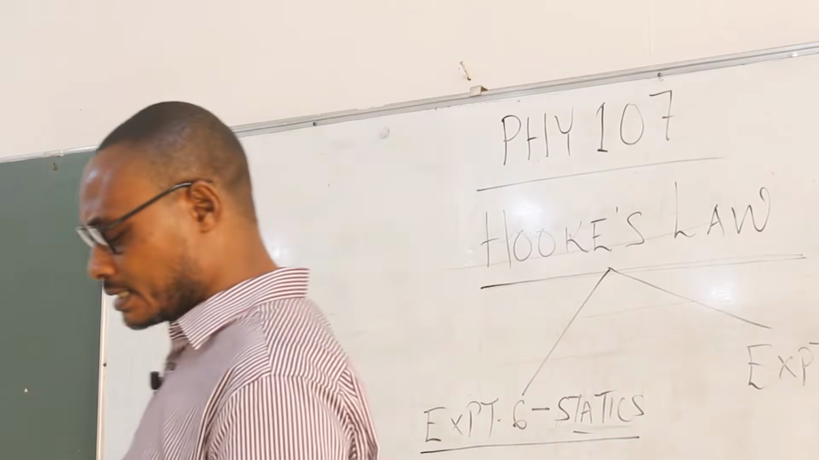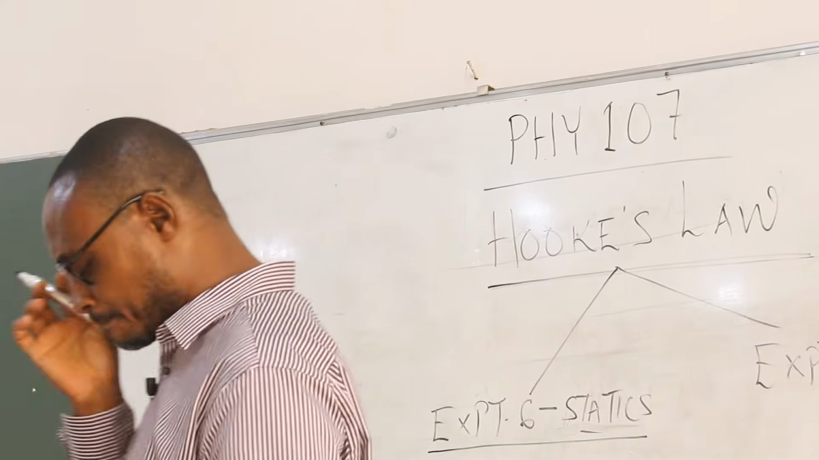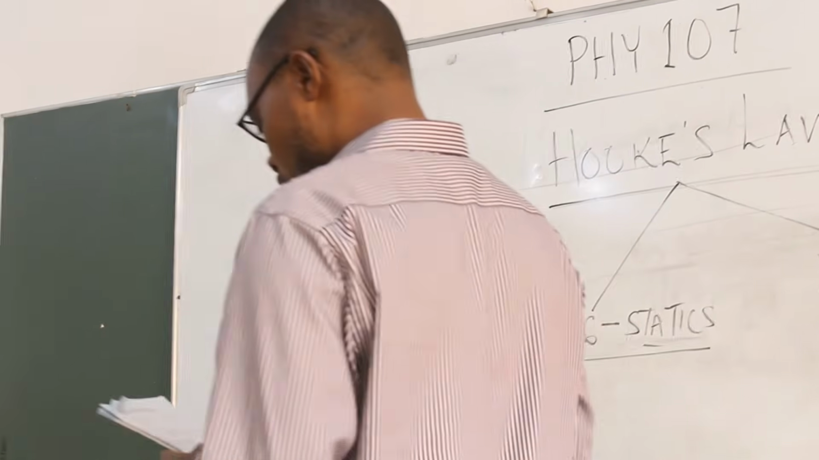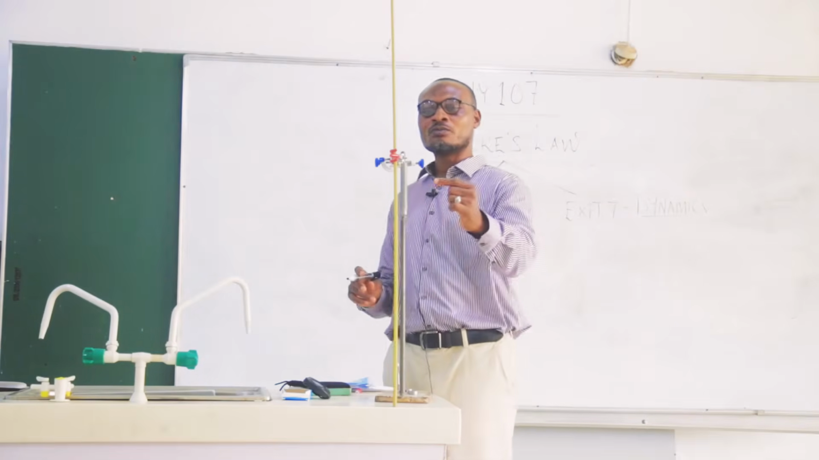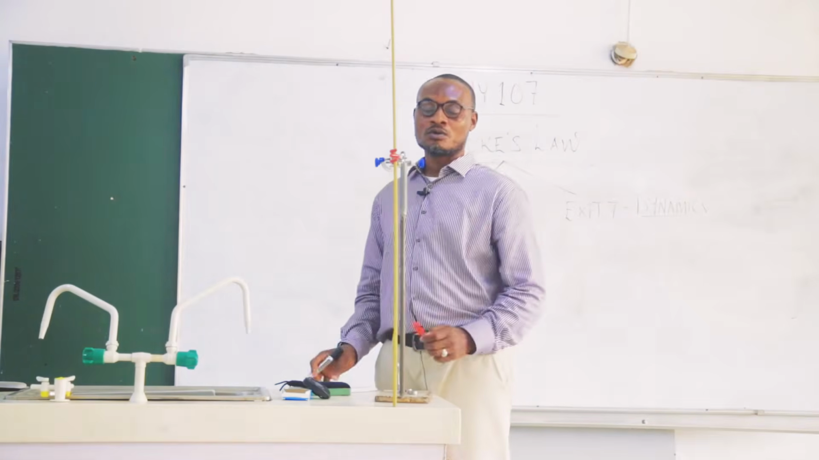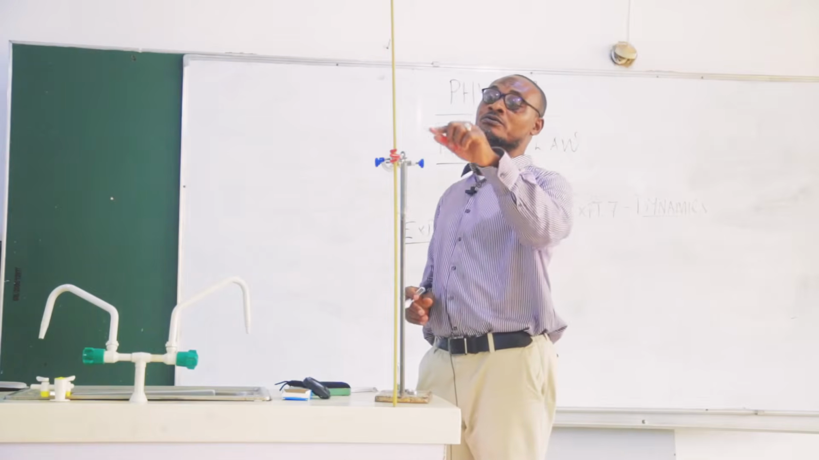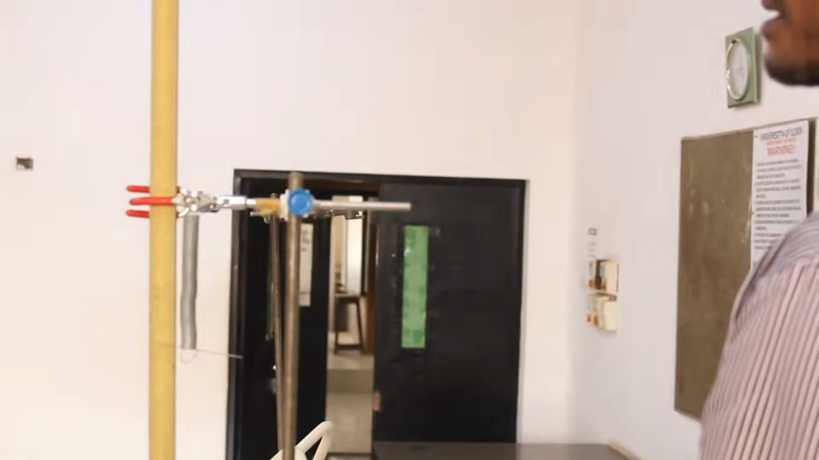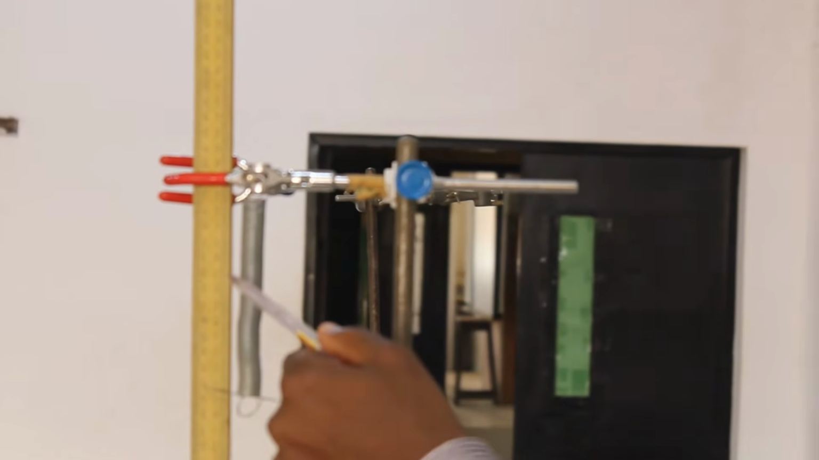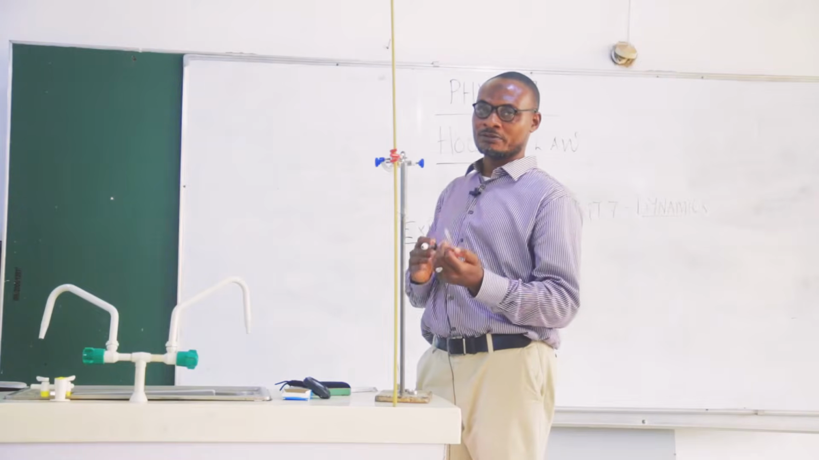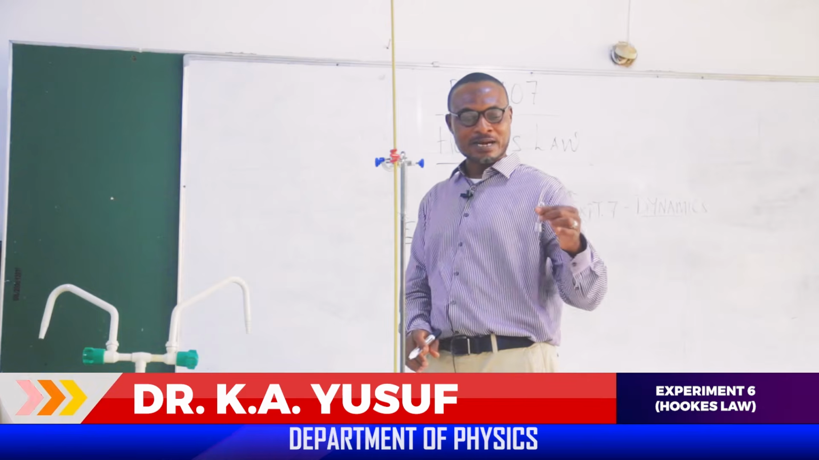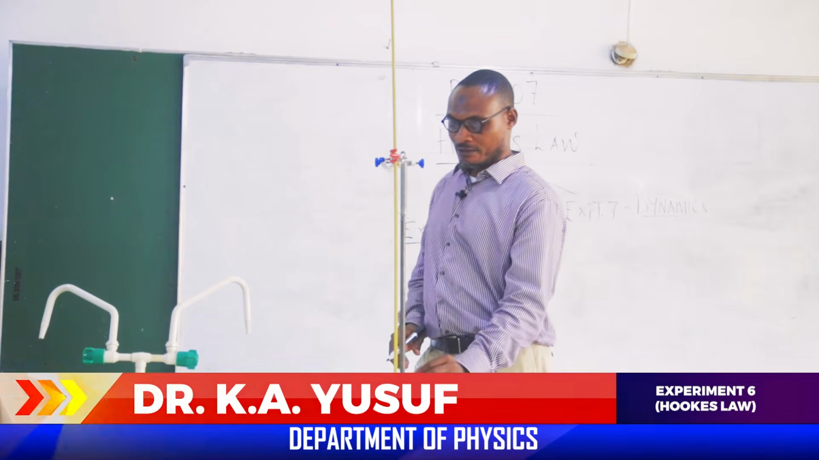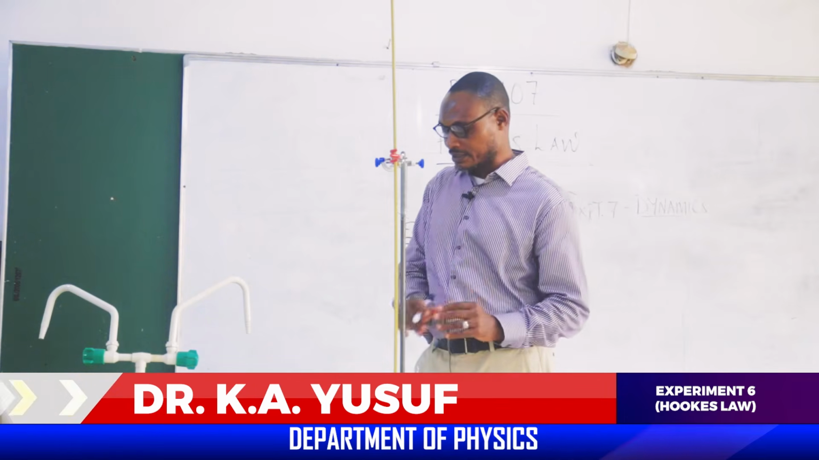What are the instruments that we need for this experiment? We require a spiral spring. We need a meter rule, a retort stand. Then we have a pointer that's going to be indicating the extension on the meter rule, so I'll be able to get the extension that is being caused on the meter rule. Then we have a set of masses with a mass hanger. That is for experiment 6.